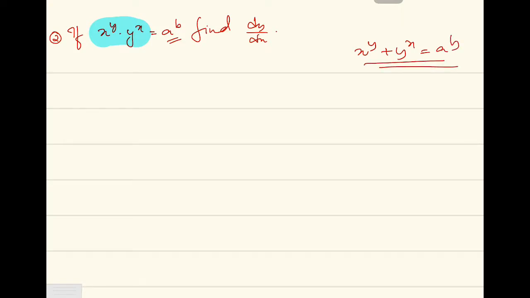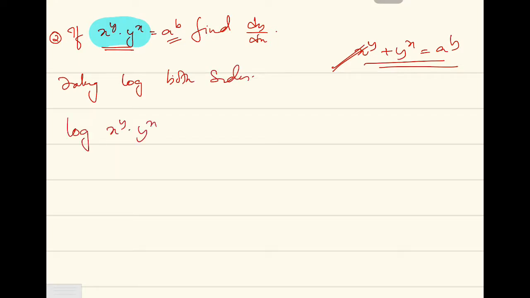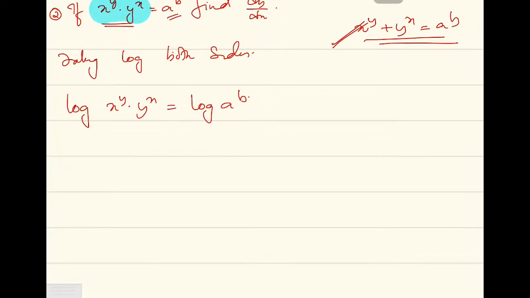So what will I do? Had it been a sum, then I cannot use log. But since it is multiplication, I think I can use log both sides and simplify. So let me write it down here, taking log both sides. So what do I get? Log of x to the power y, y to the power x equals log of a to the power b. Correct?